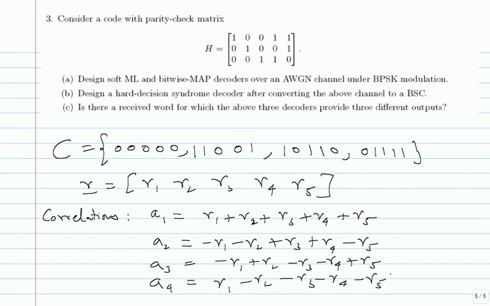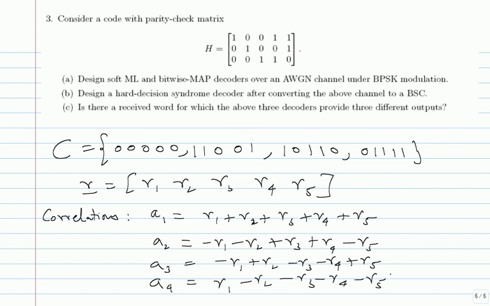The ML decoder is not complete. After this, what do you have to do? You have to find the maximum. That will involve three comparisons. Can you find the maximum with three comparisons? Yeah, you can. So you do three comparisons, you find the maximum. Once you find the maximum, you can go back and output the most likely codeword. That's what you do for soft ML.